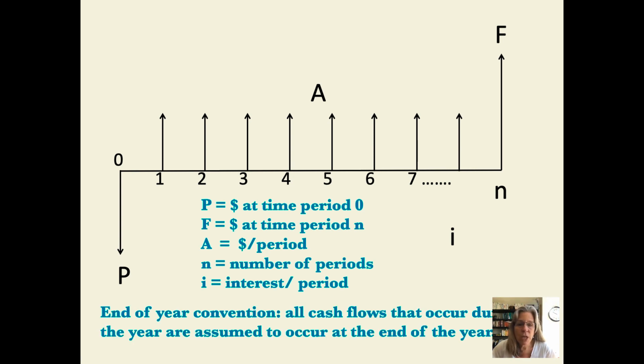Another convention we use is end of period. All of the cash flows that occur during the period are assumed to occur at the end of the year or end of the period. So if we have expenses that occur daily, we gather them all up and we put them at the end of the year. This is what's called an end of year convention. It's used often in engineering economy.